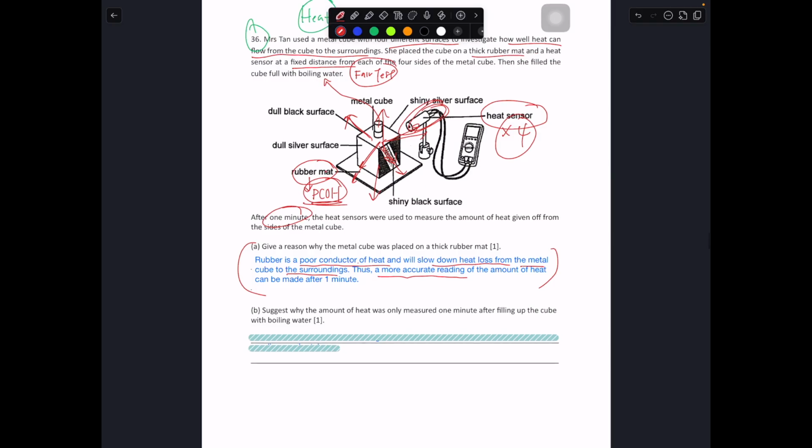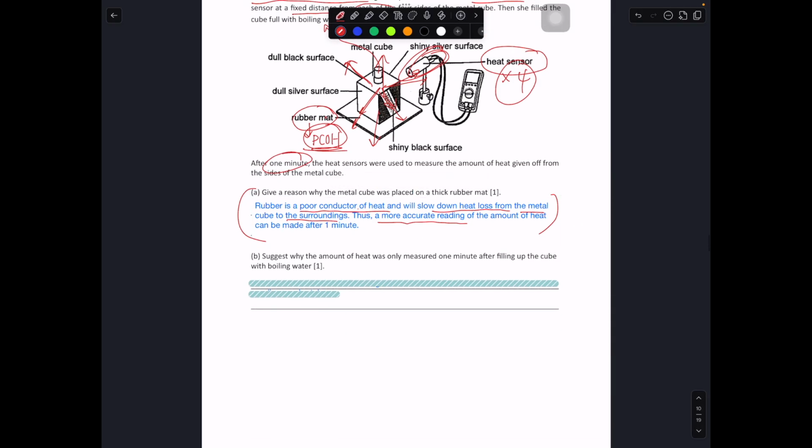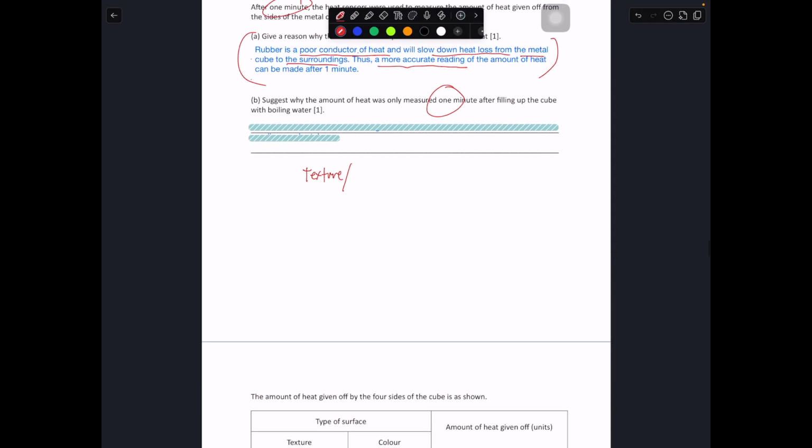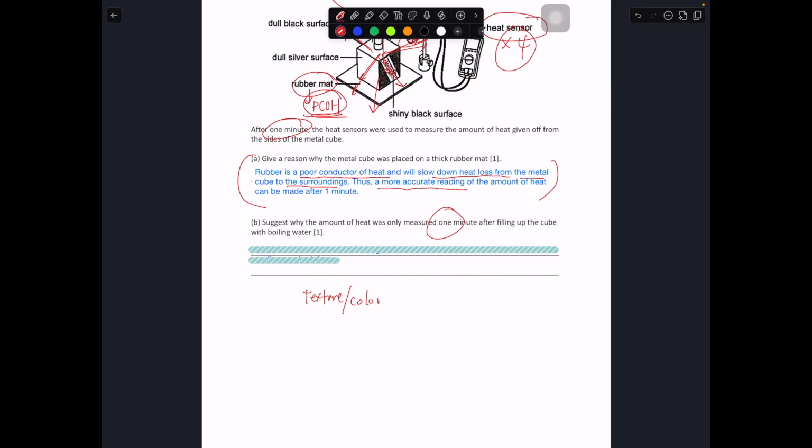Next: suggest why the amount of heat is only measured after 1 minute after filling the cube with boiling water. Why don't you take it straight away? Imagine if you take it straight away. The surfaces are different in texture and color: dull, black, and silver. So what happens if you take it straight away, maybe at the first second?